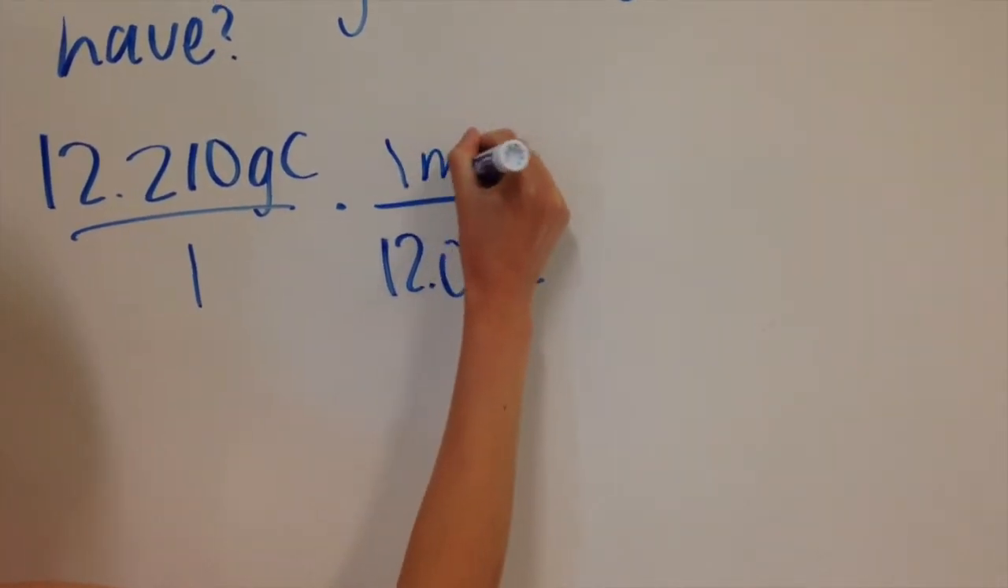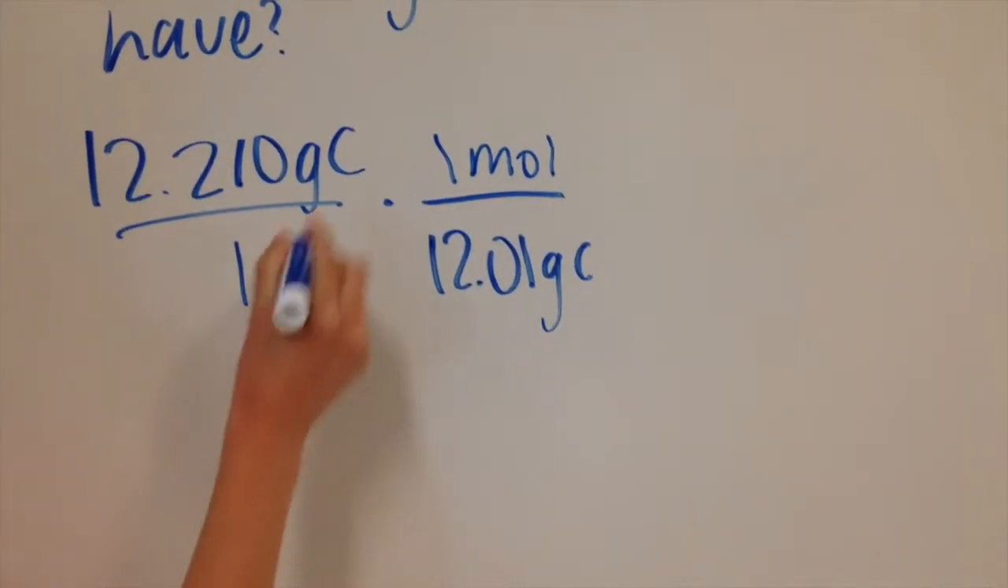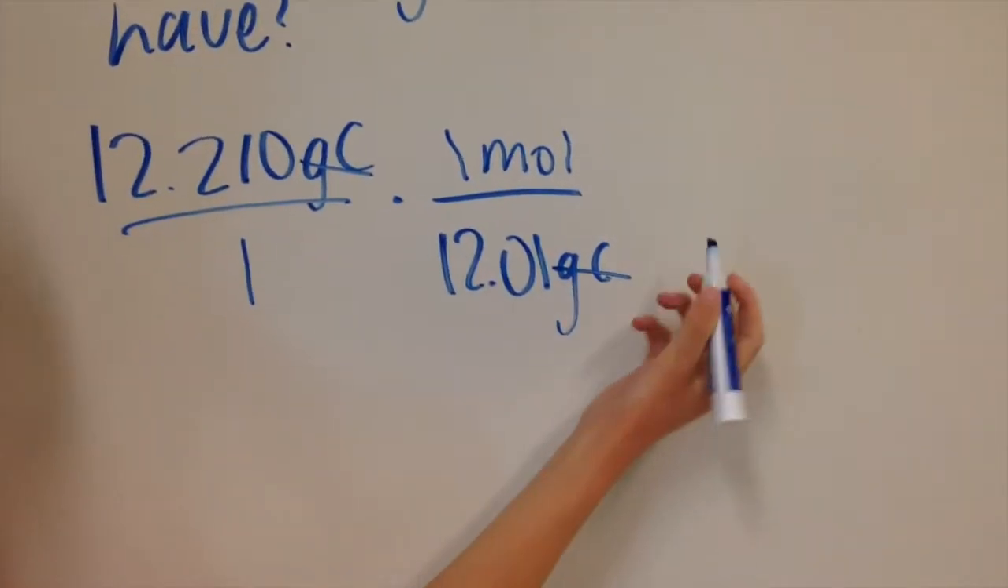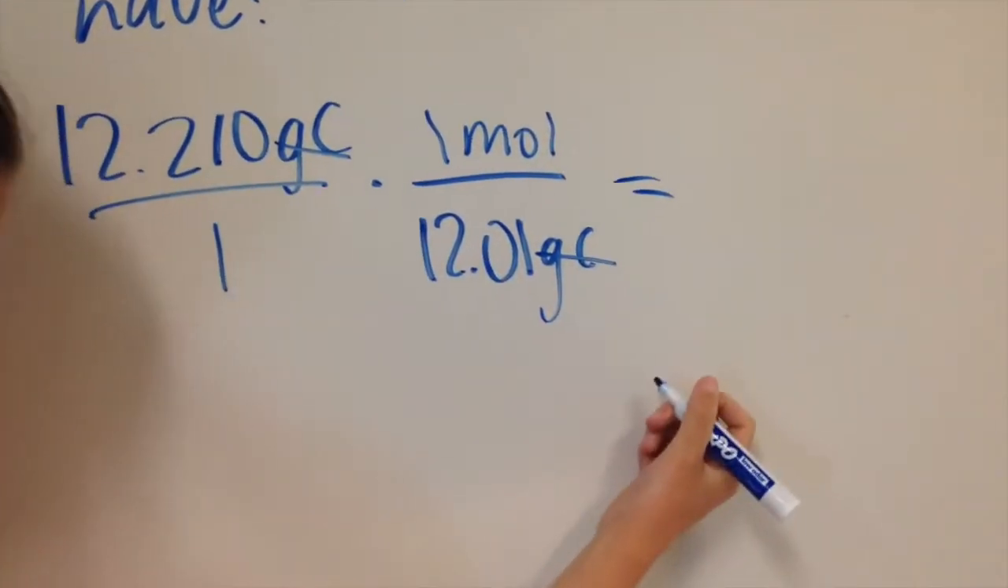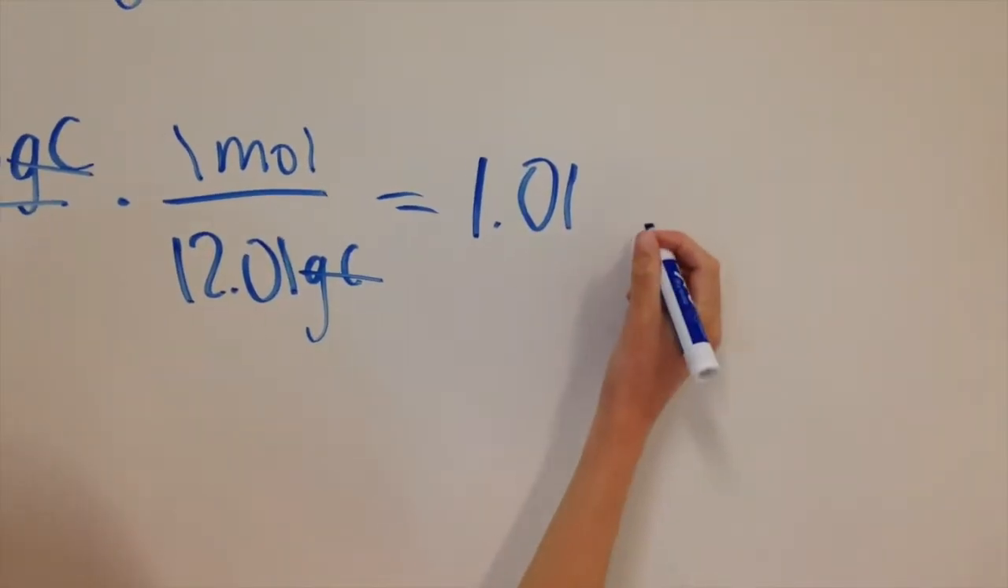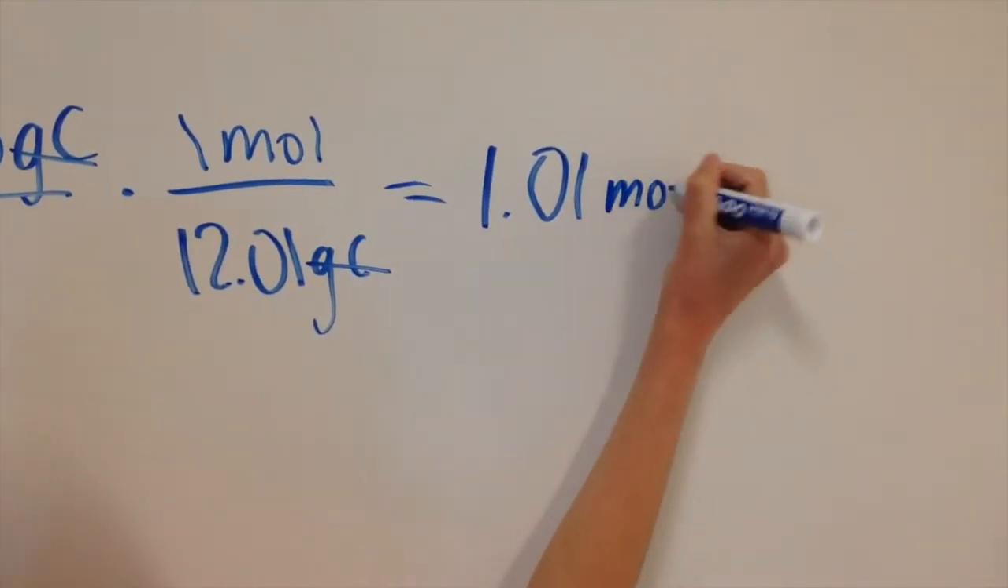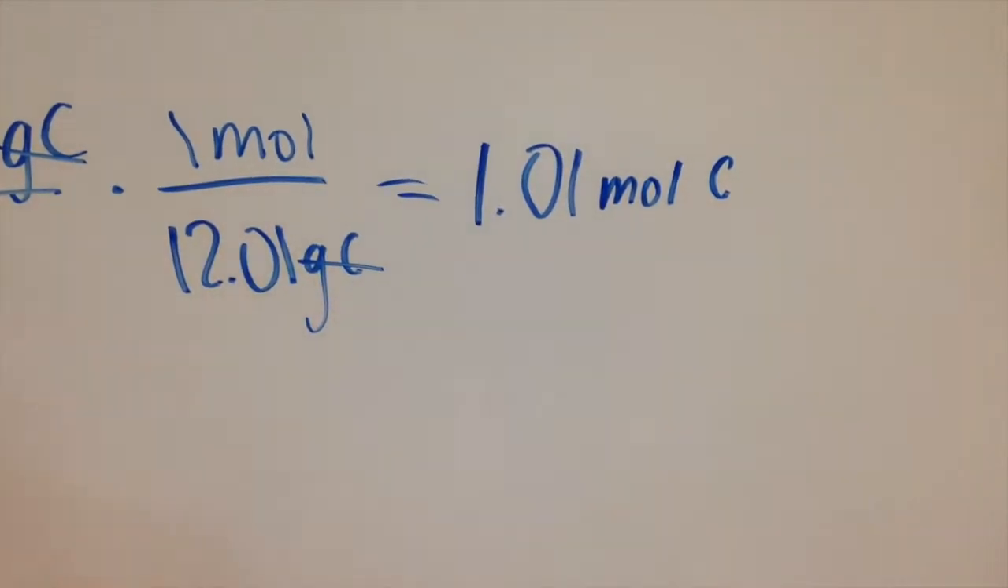And you'll place that over 1 mole. Because per 1 mole there are 12.01 grams of carbon. So you're going to cross out the grams and divide. And you're going to get 1.01 moles of carbon.